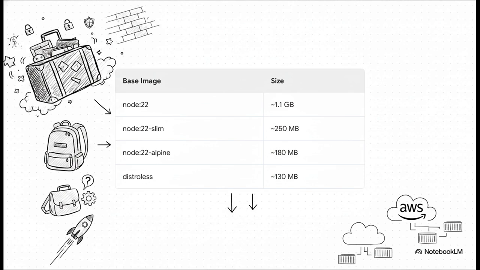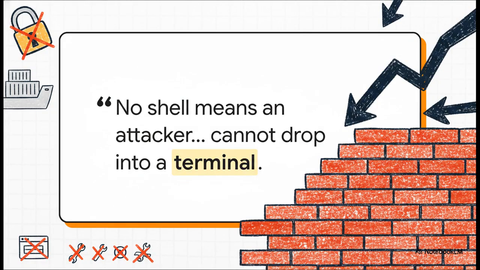But look at that bottom row. Google distroless, based on Debian 12. It drops our footprint down to a tiny 130 megabytes, and it still maintains perfect compatibility with those native Node packages. It's a total game changer. But the real magic here? The massive security advantage of distroless is that it strips away absolutely everything except your application runtime. I'm talking no package manager, no bash, there isn't even an ls or cat command in there.